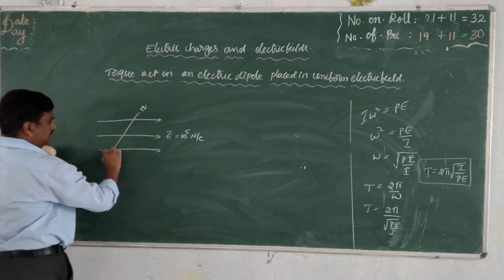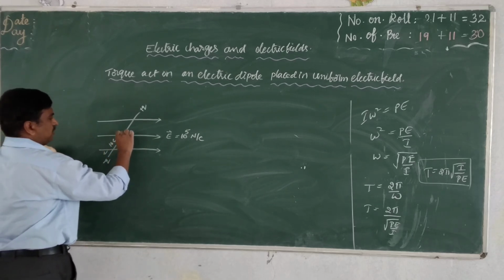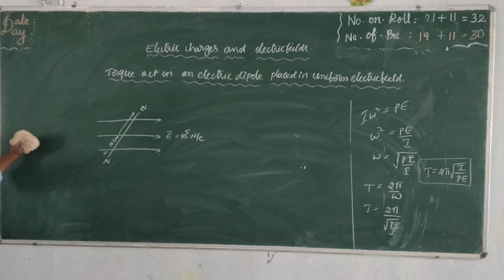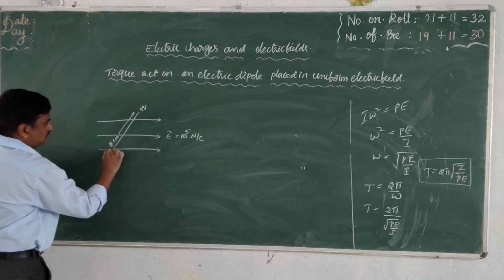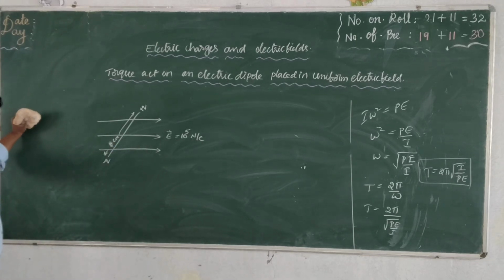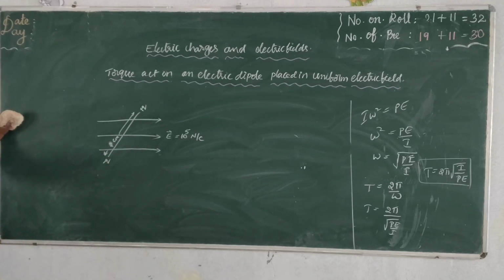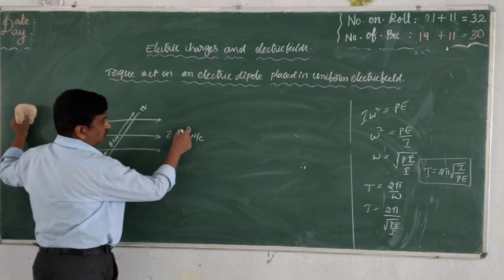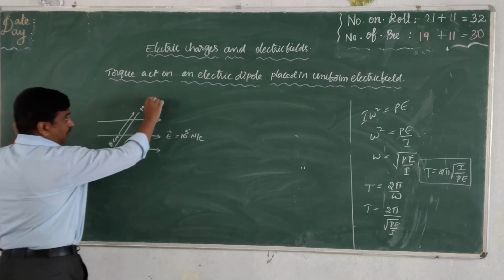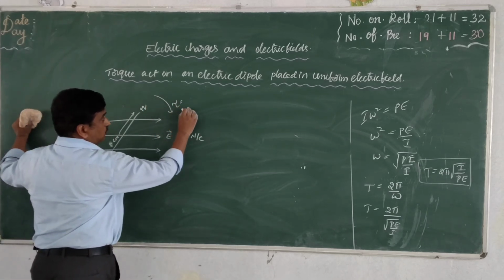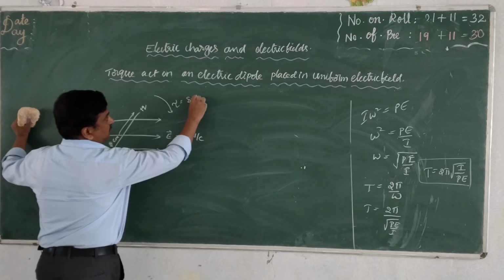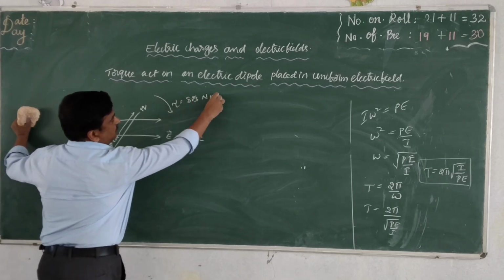This dipole length is, sorry, 2 centimeter. So the dipole length is 2 centimeter and it is placed in the uniform electric field of 10 power 5 Newton per coulomb. What is the torque acting on this one? Torque equal to 8 root 3 Newton meter is acting.